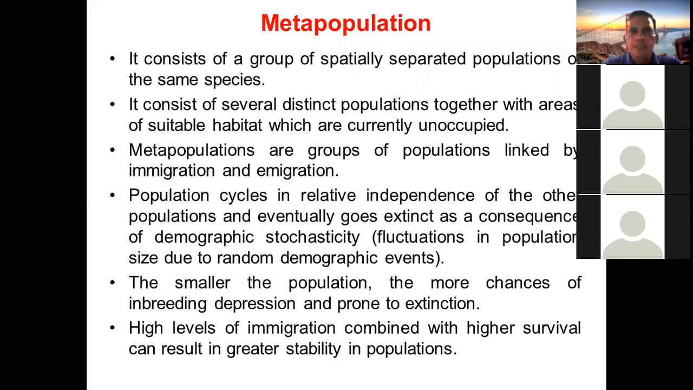So these metapopulations are groups of populations linked by immigration and emigration. Both moving out and moving in will reflect the number of the population in that particular area. Each population cycles in relative independence of the others and eventually goes extinct as a consequence of demographic stochasticity.